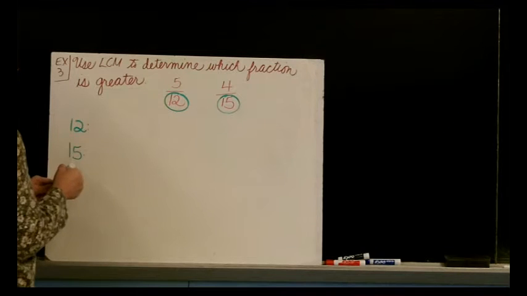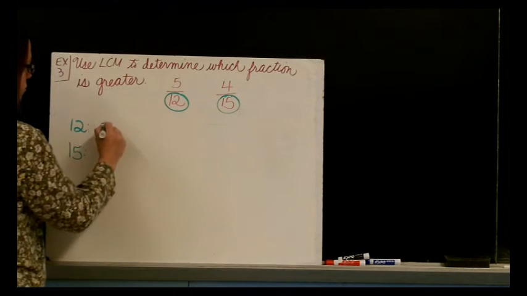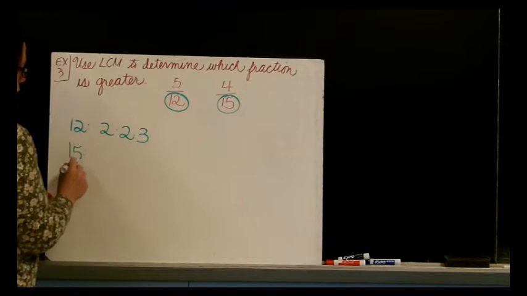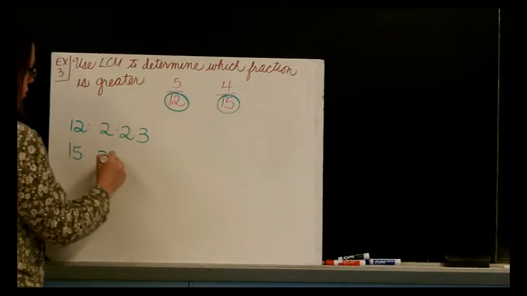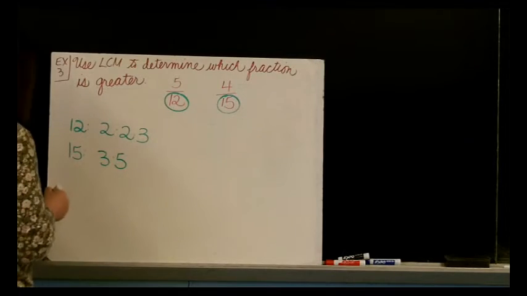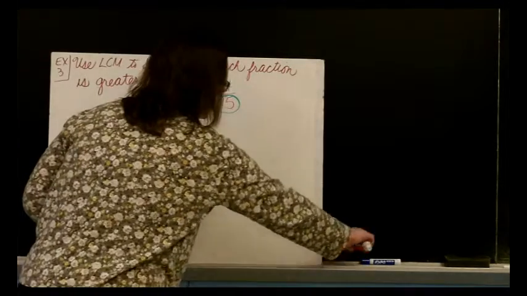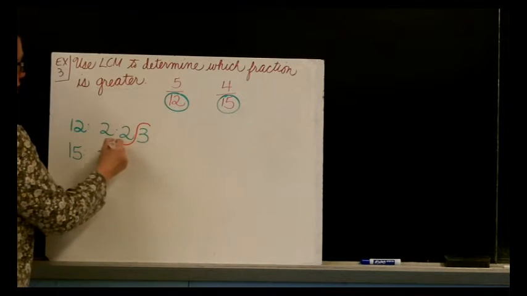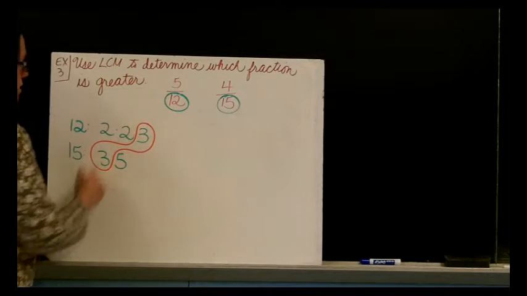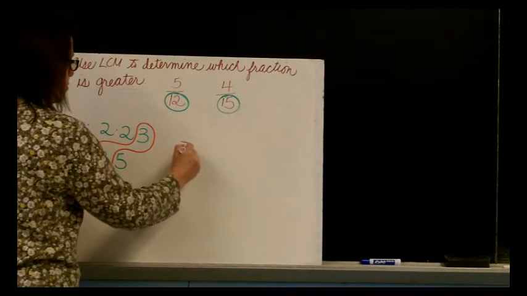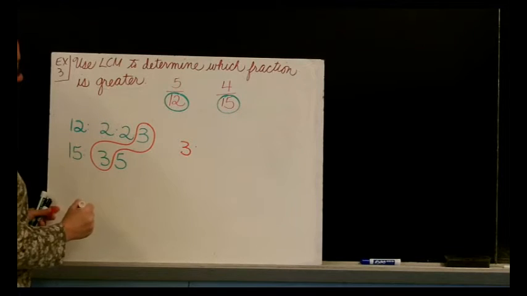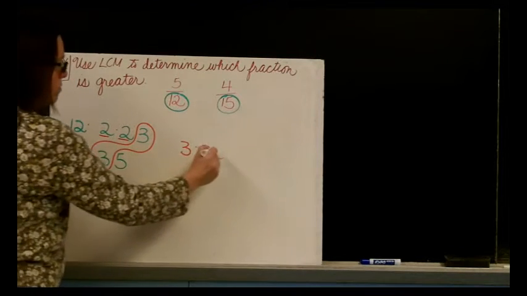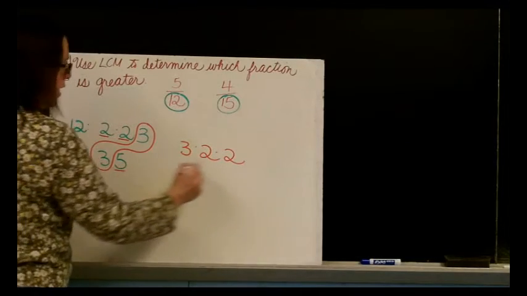Once you do your factor trees, you will get the prime factors of 12 to be 2 times 2 times 3, and the factors of 15 are 3 times 5. Following our steps, we identify what they have in common. It's a 3. So we'll start our expression. And now we need to take the remaining factors. We have a 2, another 2, and then a 5.